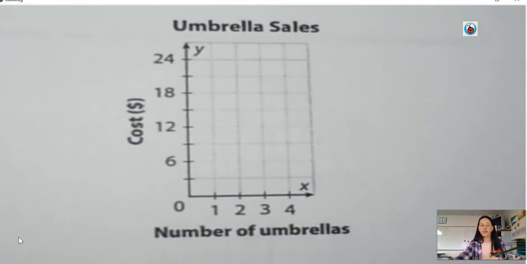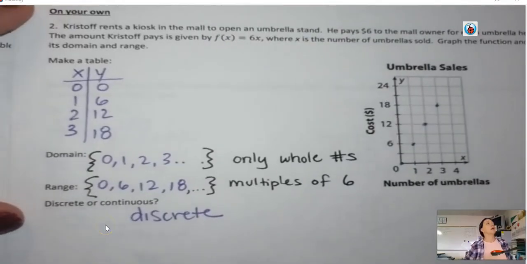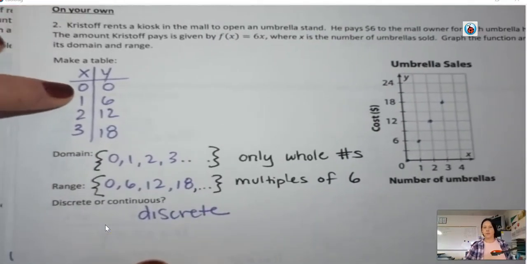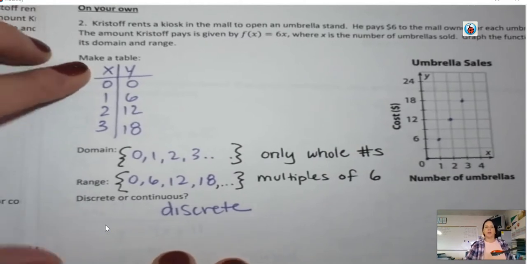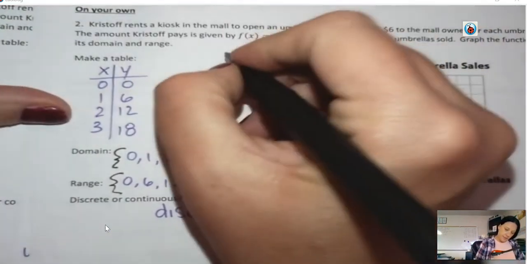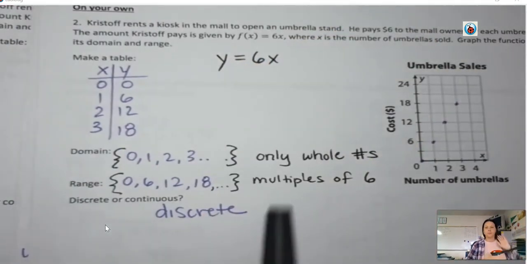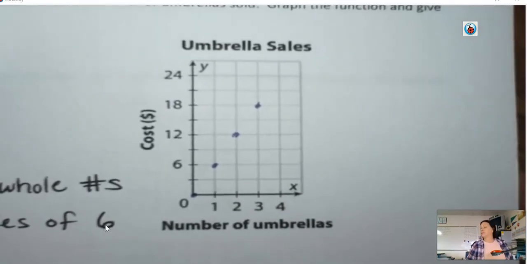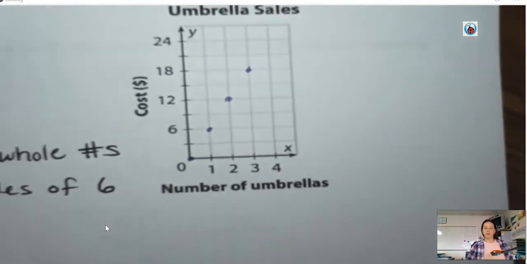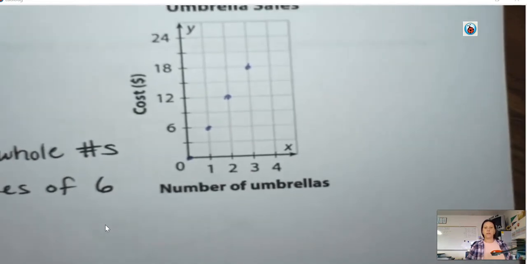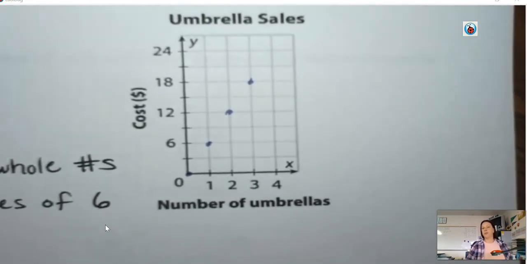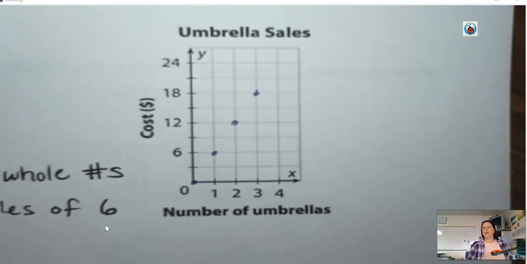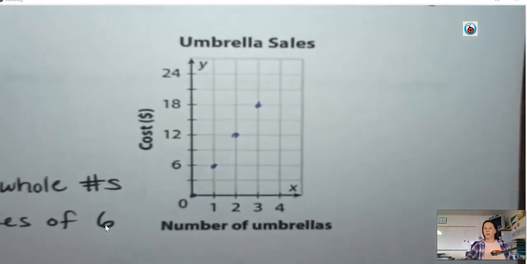Graph the equation and state the domain and range. Okay, when I made my table, I used 0, 1, 2, 3. The equation is y equals 6x. When you graphed it, you do not connect the dots because you can't buy part of an umbrella. So you should have a dot at 0, 0, 1, 6, 2, 12. If you went up to 3, 18, 4, 24, it just depends on how high you made your y-axis go up by.